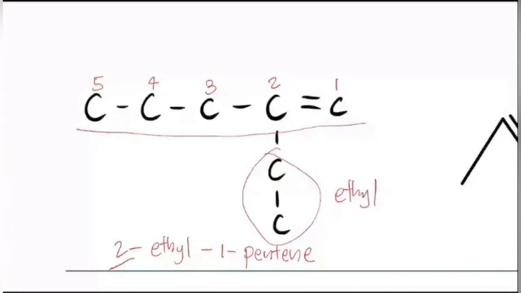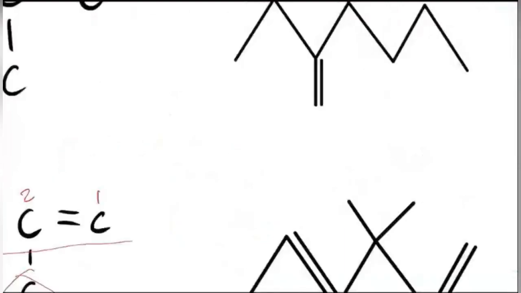2 is the location of the substituent, ethyl. Ethyl is the name of your substituent. 1 is the double bond location. Pentene is the name of your longest chain. Okay, another example. This one.